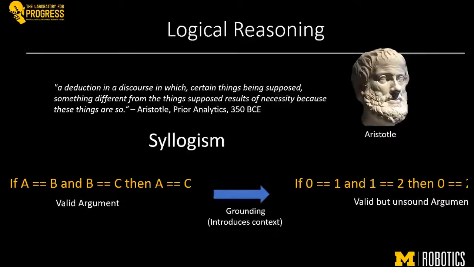The core thing Aristotle was trying to tell us is that you can have a valid argument, with all your arguments being valid based on the assumptions you make. But if you do not ground it appropriately, your argument might be valid, but it wouldn't be sound and wouldn't be realizable in the real world.